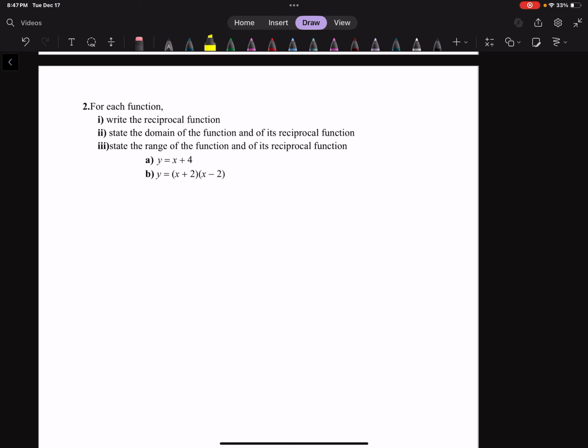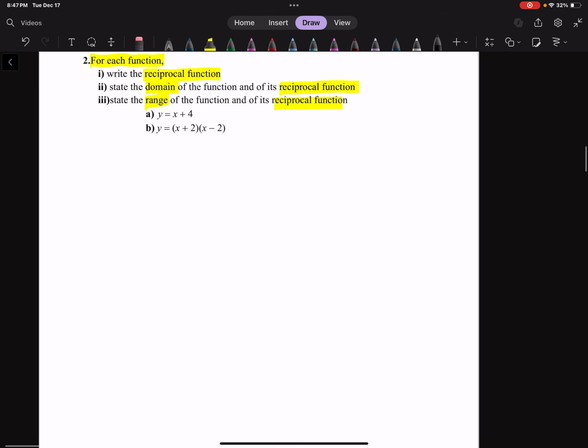In this exercise, for each function we write the reciprocal function, then the domain of the function and of its reciprocal function, and the range of the function and of its reciprocal function. Let me explain question 1.